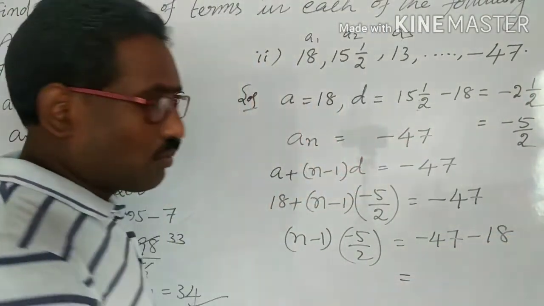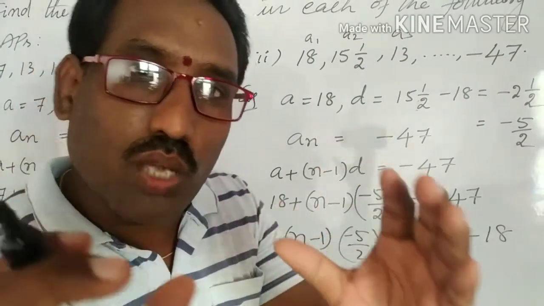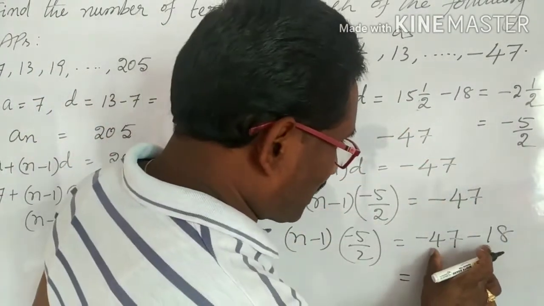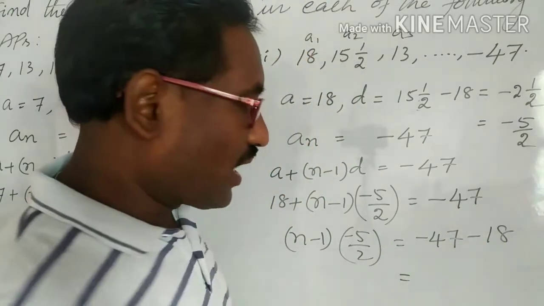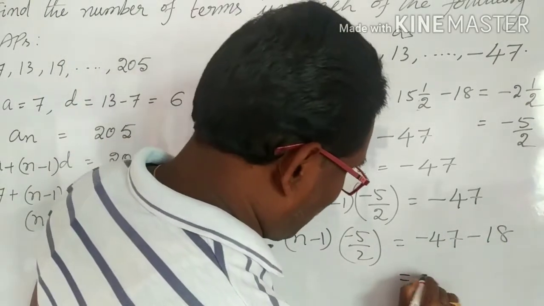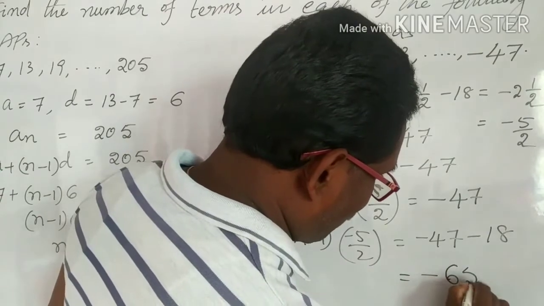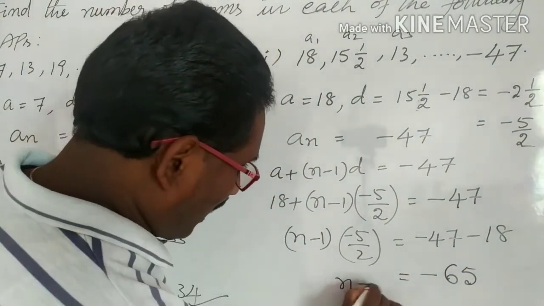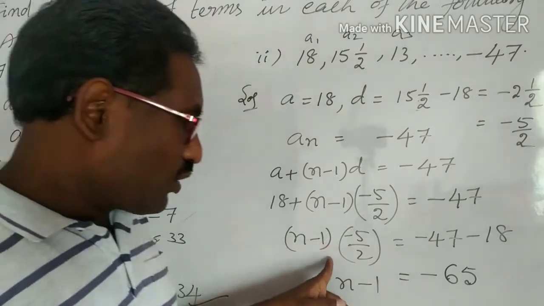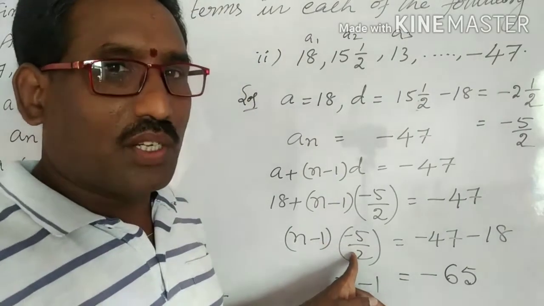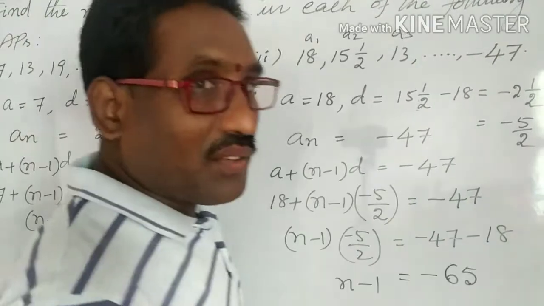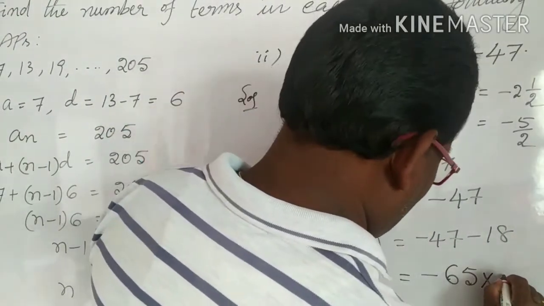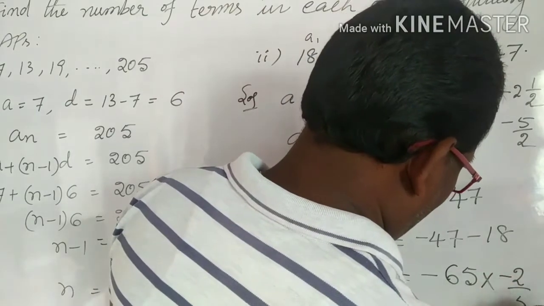How much do we add? Both have the same symbols, so we must add the two numbers. 47 plus 18 is 65, with the minus: minus 65. The symbol is very, very important. Now n minus 1 into minus 5 by 2. The multiplication becomes division, so the reciprocal will come, that is minus 2 by 5.